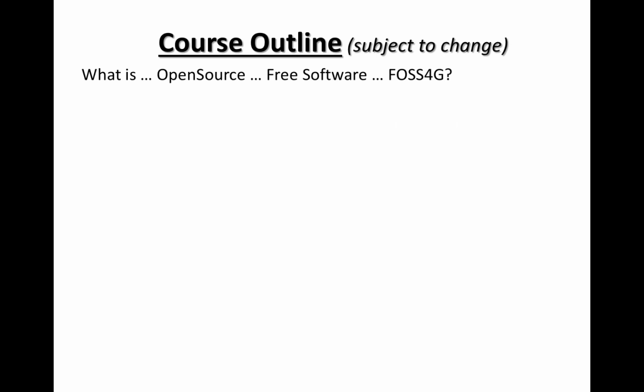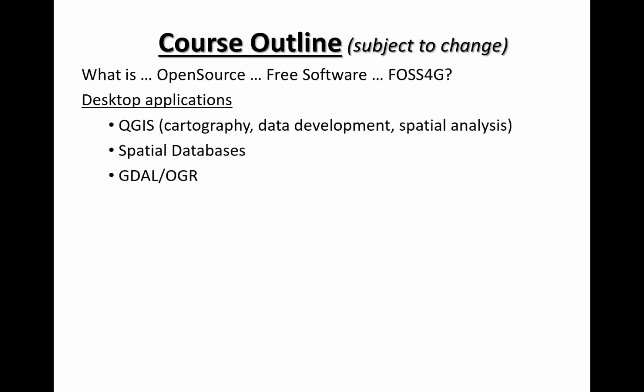So an outline, and this is subject to change. I will probably change things from the syllabus a little bit and tinker with it as we move along. But we're going to start out this week with: what is open source? What is free software? And this other term you may or may not have heard of, FOSS4G. We're going to, along the way, learn some desktop applications. We're going to learn QGIS. That's what we're going to focus on most heavily over the semester. We're also going to look at some spatial databases, namely PostGIS and SpatiaLite. And we'll look at some other geospatial libraries, especially this one called GDAL and OGR. You can pronounce it however you'd like.